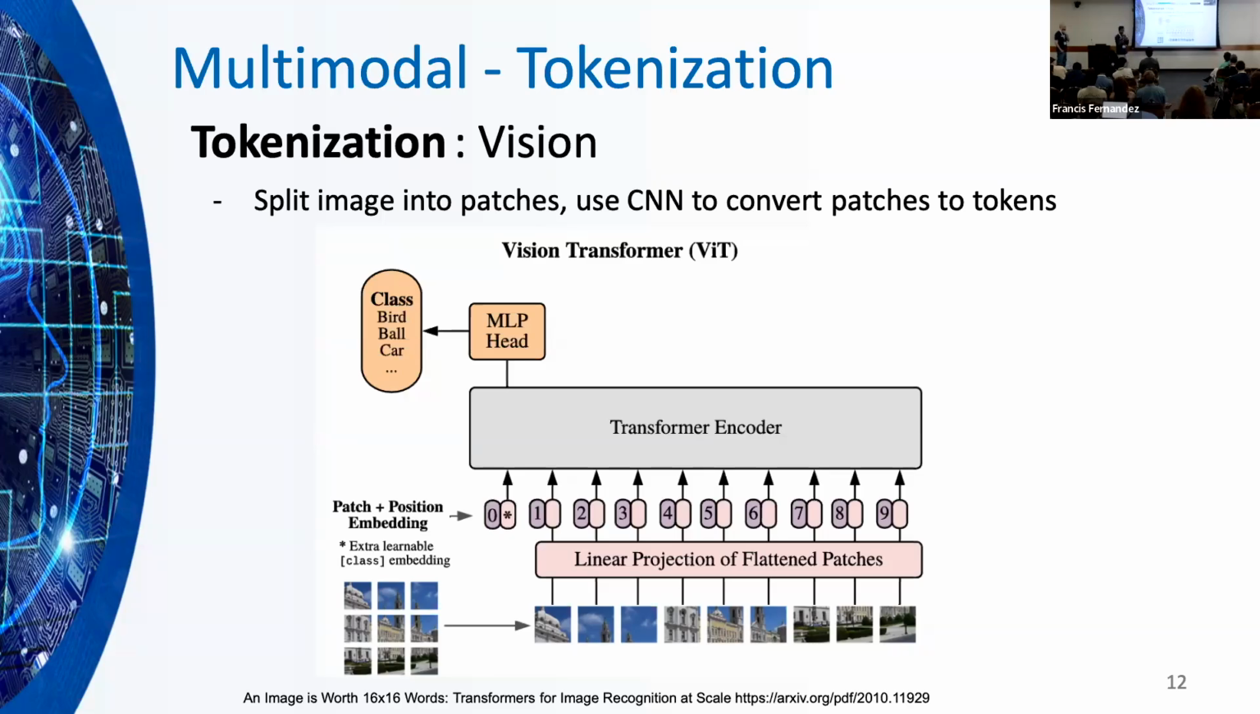Once you have those tokens and they're embedded, you can just feed them into your transformer model and then do whatever process you want to get your specific task. For example, in this model, it goes into an MLP head, and then it's a classifier. So it takes the image and tells you what that image is showing.